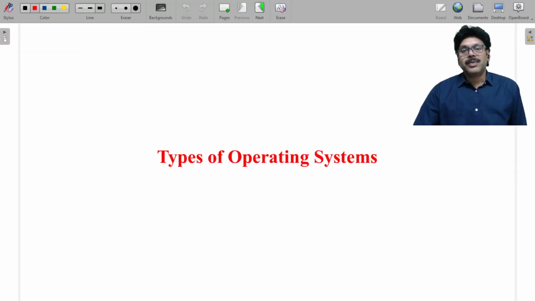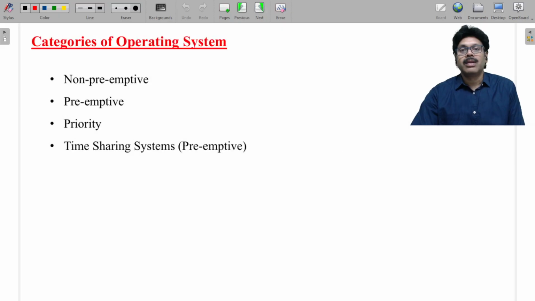In this session, we'll be discussing different types of operating systems. The first one is non-preemptive based, preemptive based, priority based, time sharing based. The non-preemption is nothing but there should not be any kind of interrupts.